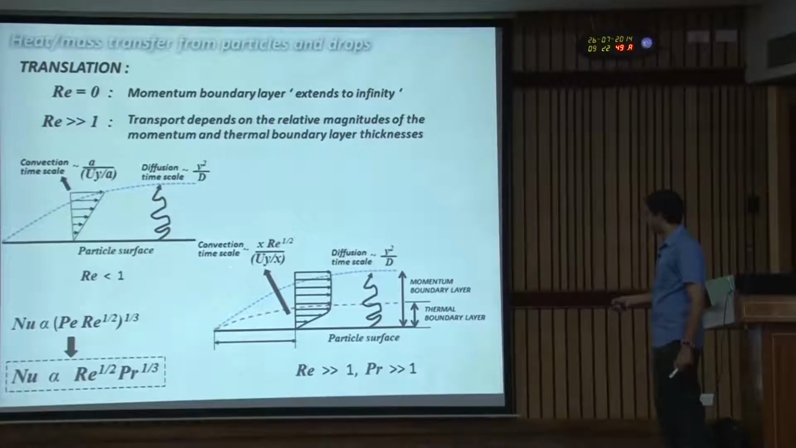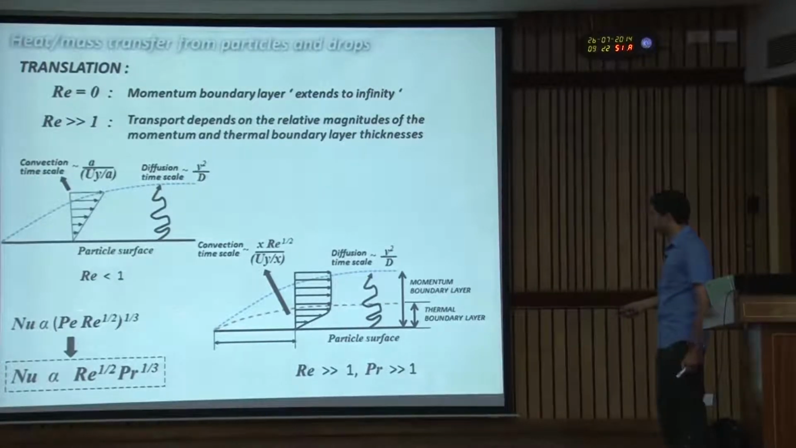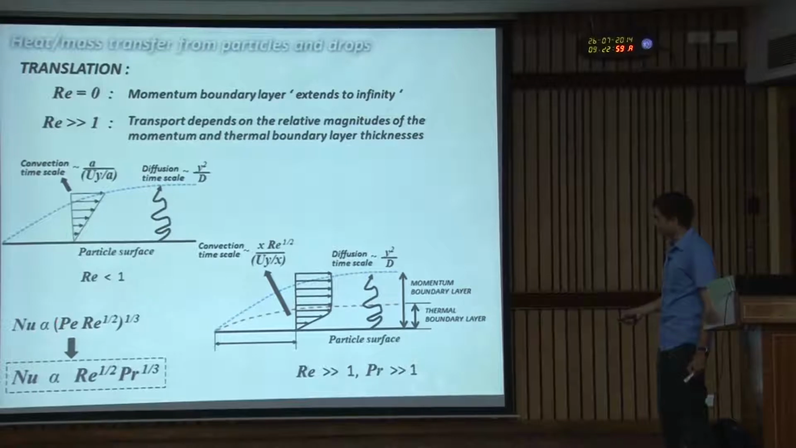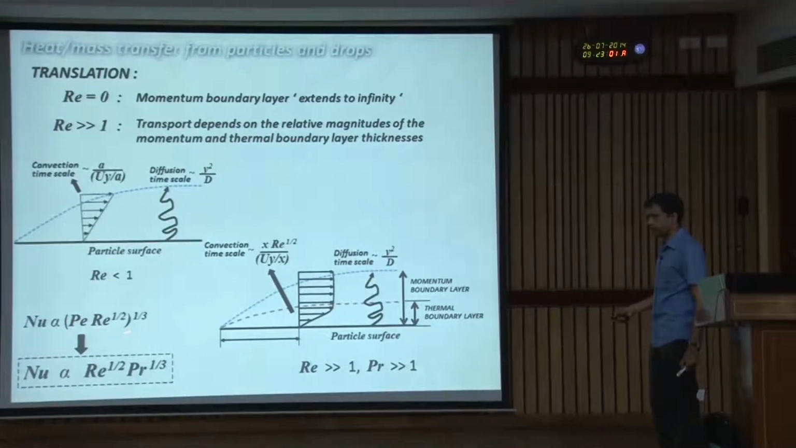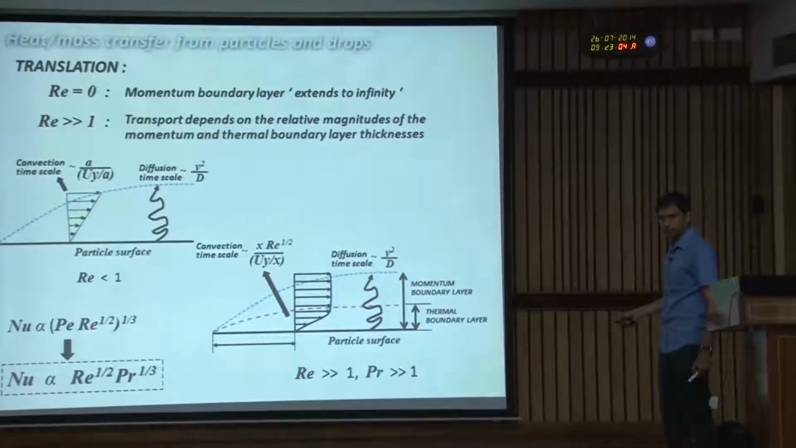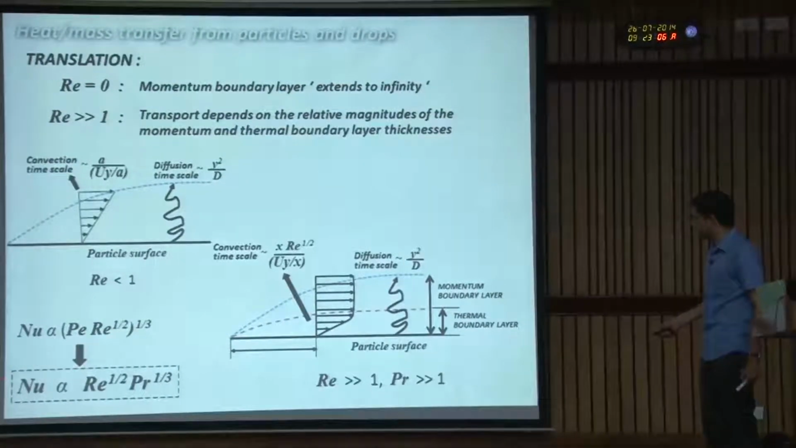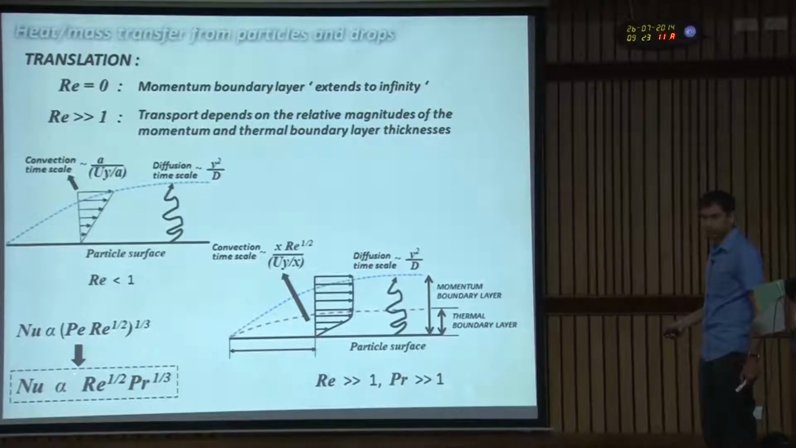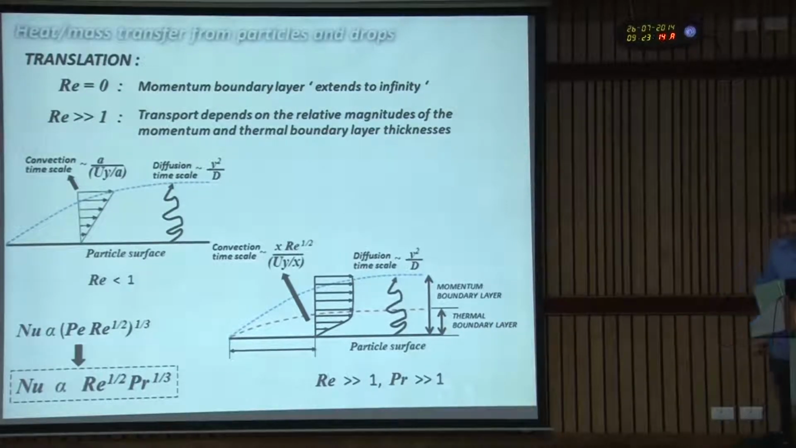Okay. Now if we equate this to this, then we get Nusselt is a modified Peclet to the 1/3. And how is the Peclet modified? I just replace the original velocity by the velocity times Re to the half, the boundary layer thickness factor, and I get my transport for large Reynolds, which is Re to the half times Prandtl to the 1/3. Okay.